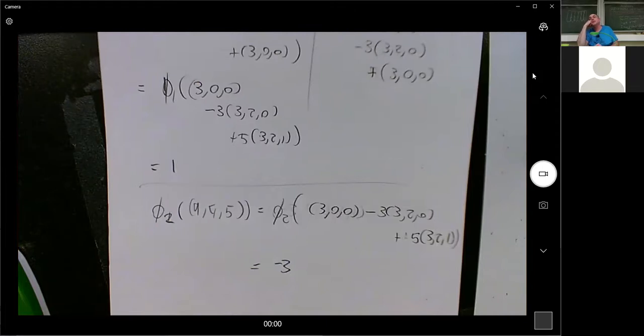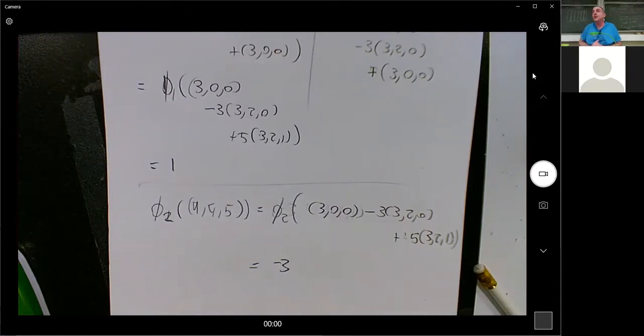Yeah, that's the whole point. It tells you the coefficients of the basis vectors. And if you make a function that tells you the coefficients of the basis vectors, then you can construct all other possible functionals from those.